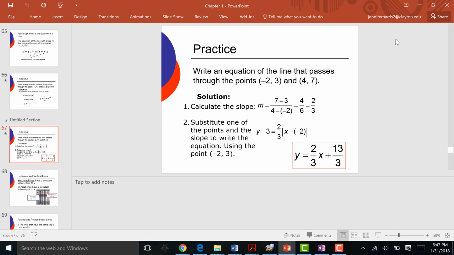Alrighty. Type 2. That was type 1. Here is type 2. Type 2, you are going to be given 2 points.